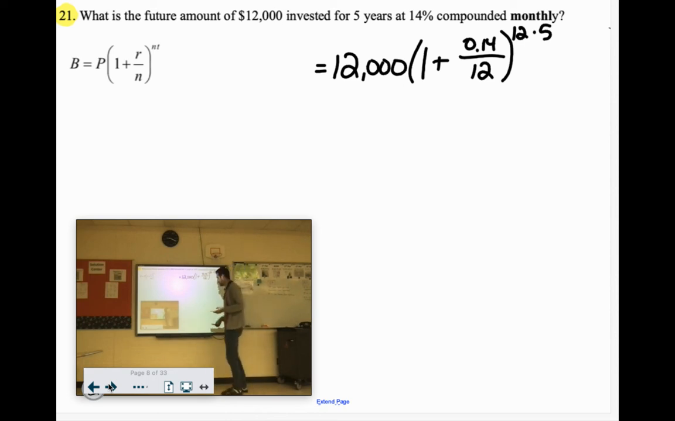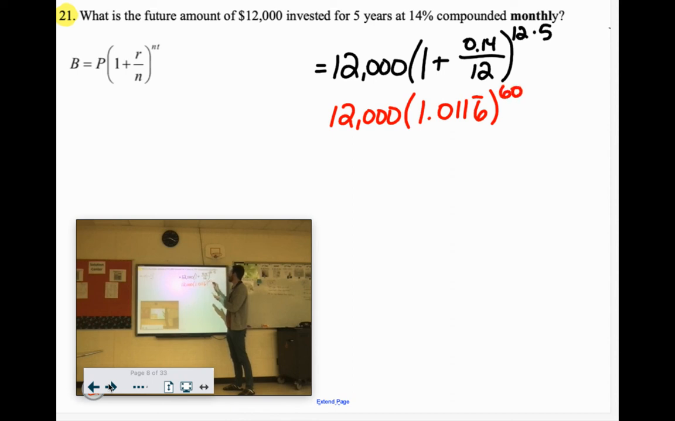So if we just clean up some stuff here, I'm going to clean up the inside of the parentheses. And order of operations would say you do that fraction first. So 0.14 divided by 12, then I'll add the 1. You get 1.011, and then the 6 repeats. But I know 12 times 5 is 60, so I'm just going to take that right now in my calculator, take it to the 60th power, and get 2.00560979, all that stuff. And then I'll just multiply that by 12,000.